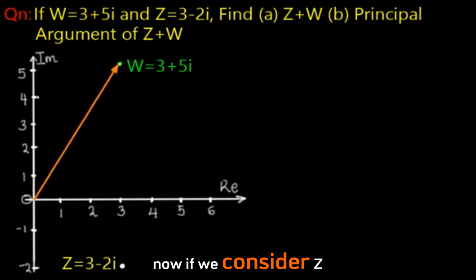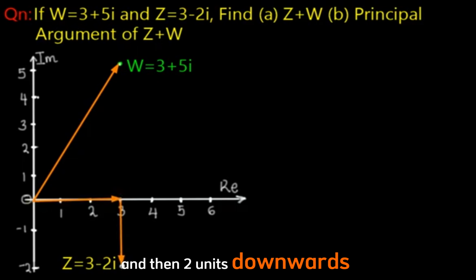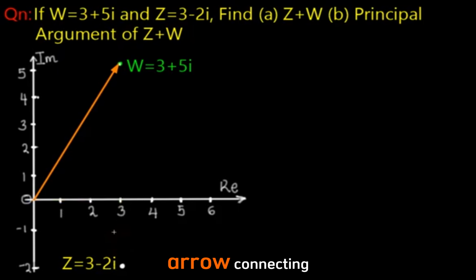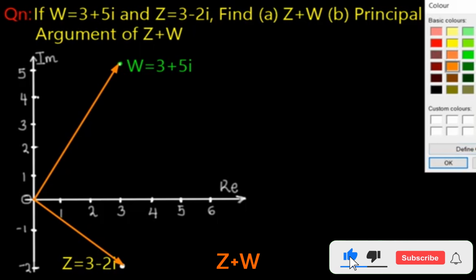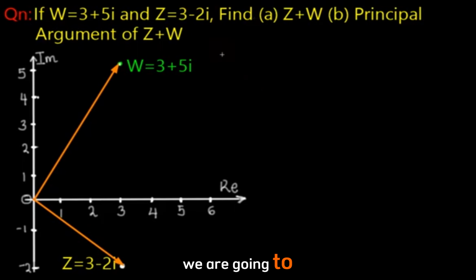Okay, now if we consider Z, it is moving 3 units along the positive real axis and then 2 units downward. Therefore, if we draw an arrow connecting the origin to Z, we shall have it like that, where its tail is at the origin and its head at a point 3, negative 2. But now we are interested in obtaining Z plus W. What does that mean? We are going to add the units of W onto the head of Z.